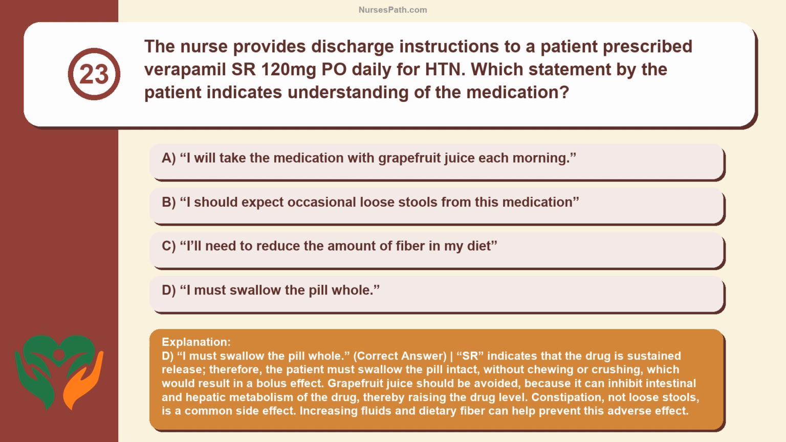Correct answer. SR indicates that the drug is sustained release. Therefore, the patient must swallow the pill intact, without chewing or crushing, which would result in a bolus effect. Grapefruit juice should be avoided because it can inhibit intestinal and hepatic metabolism of the drug, thereby raising the drug level. Constipation, not loose stools, is a common side effect. Increasing fluids and dietary fiber can help prevent this adverse effect.